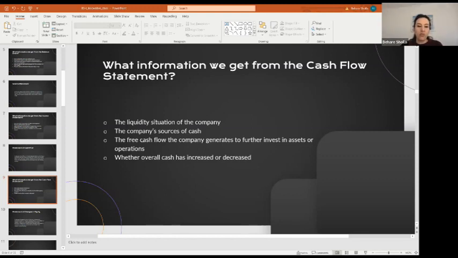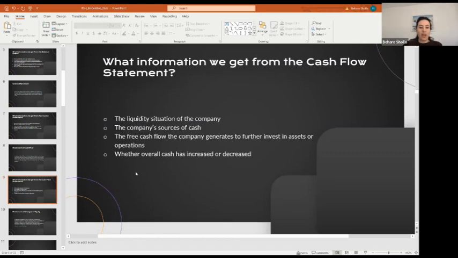Another piece of information is how much free cash flow the company has. This free cash flow can be used for other operations of the business. And also we can check whether over a period of time the cash flow has increased or decreased. This is also a signal or an indicator of how the company is operating, and whether there are any red flags that need to be taken into account.